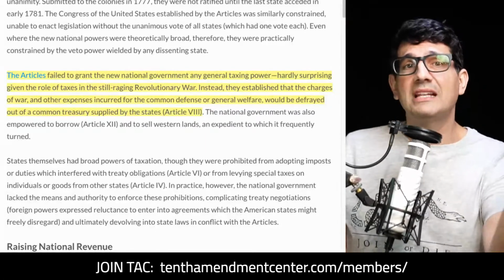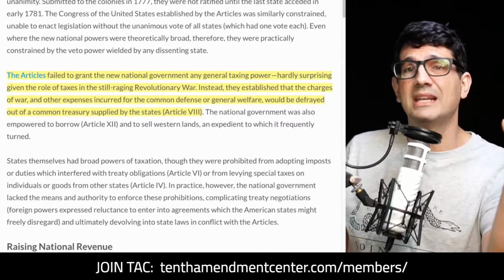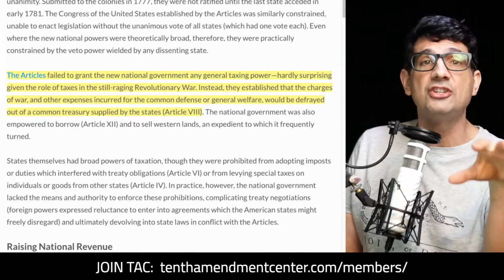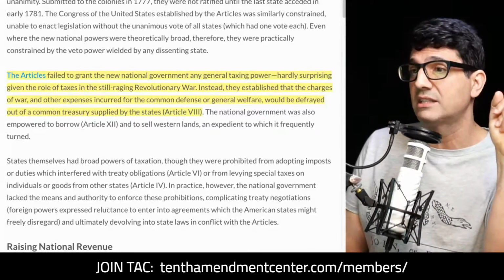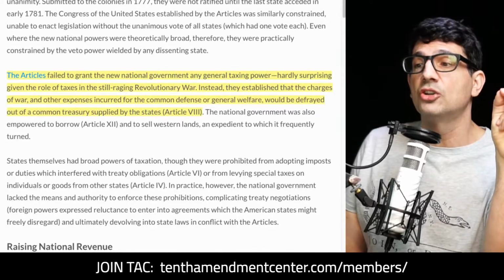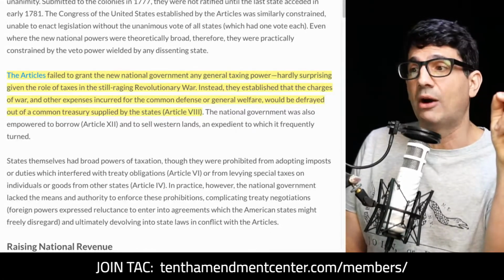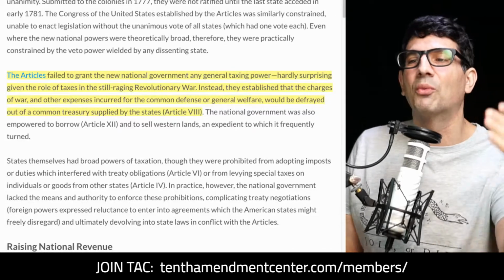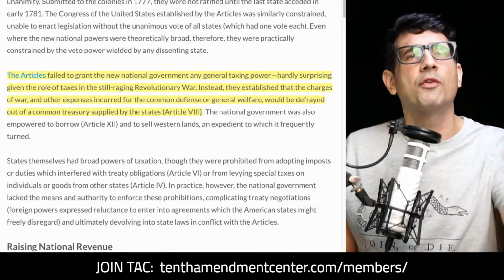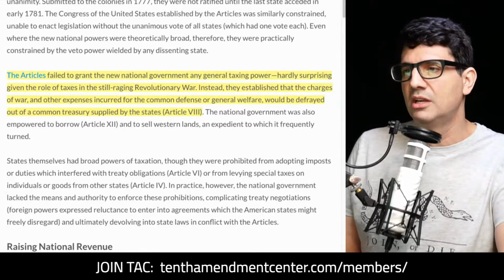Anyways, so let's talk about taxes during the Articles of Confederation and even while the Revolution was still raging in the late 1770s. The Articles, they say, failed to grant the new national government any general taxing power. Hardly surprising given the role of taxes in the still raging Revolutionary War, or War for Independence, War of Secession.